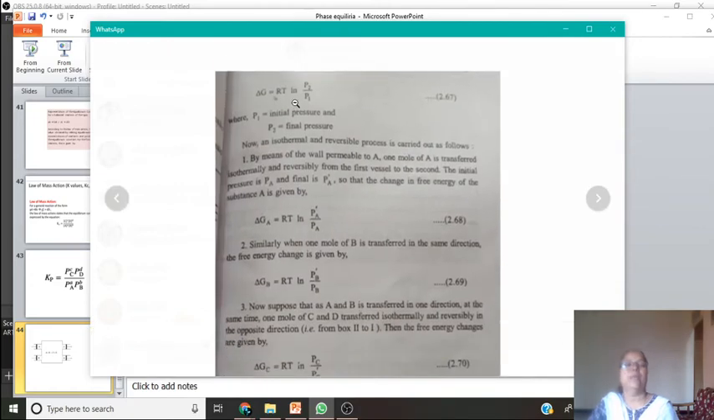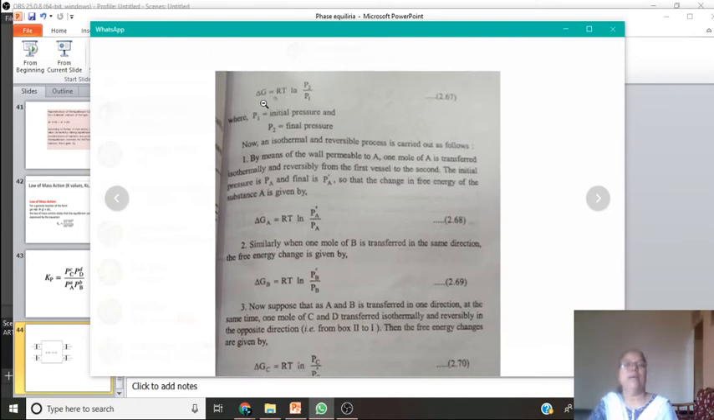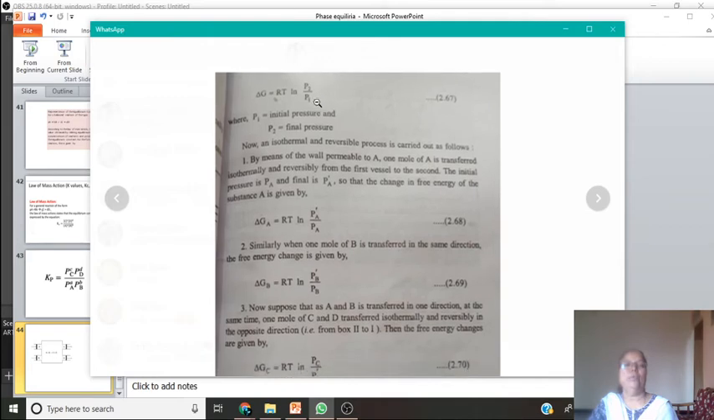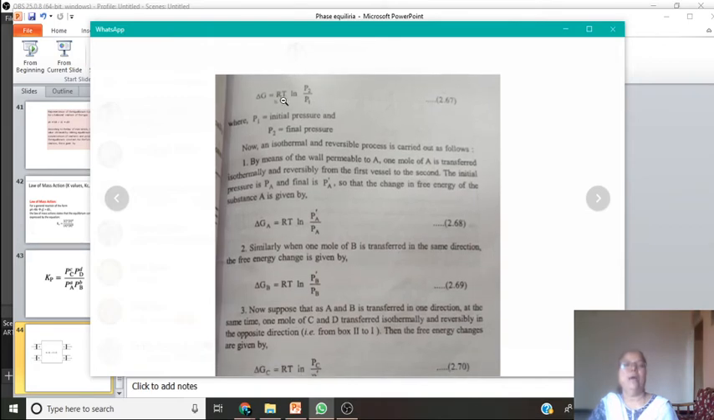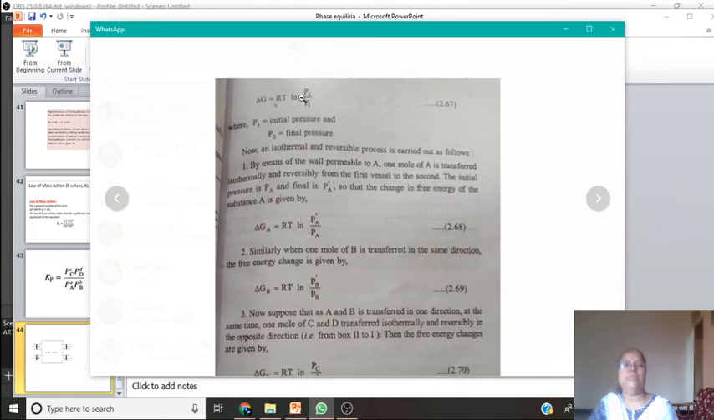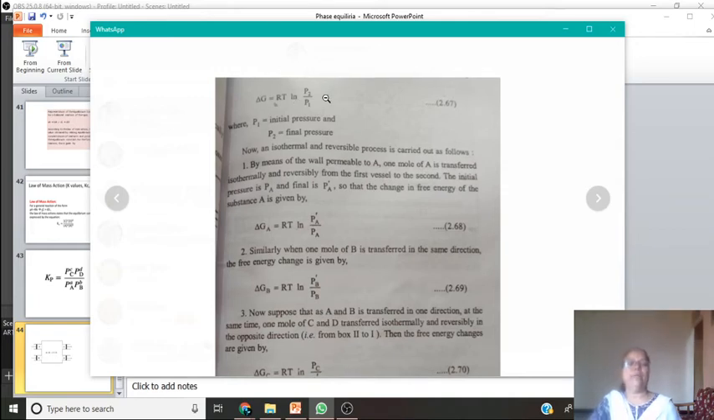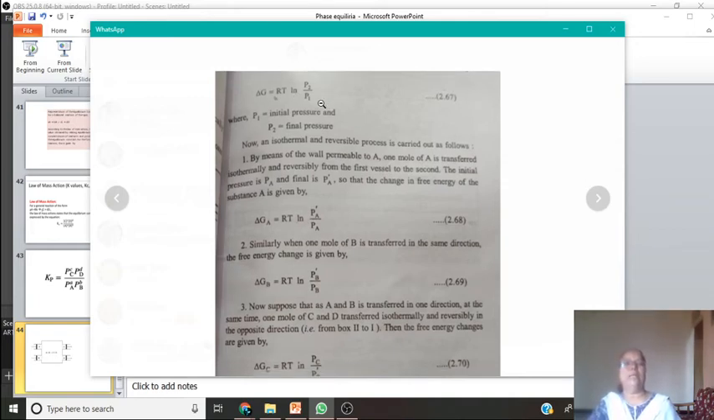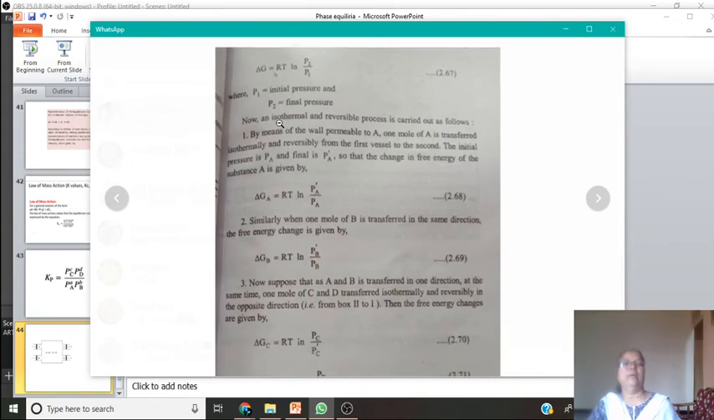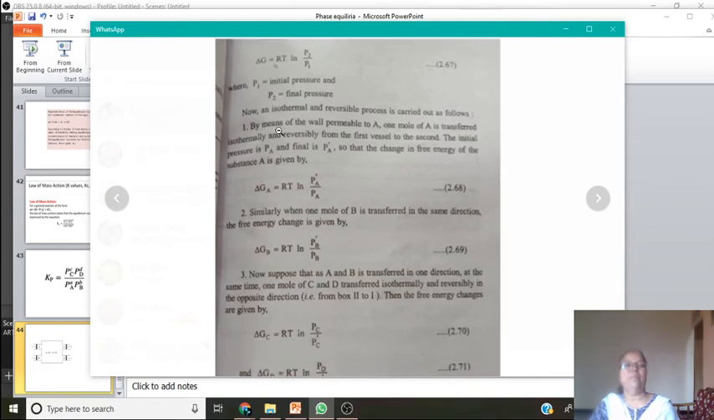This is the free energy change. In general, it is given by ΔG = RT ln(P2/P1), where R is the gas constant, T is the temperature, ln is the natural log to the base e, P2 is the final pressure and P1 is the initial pressure.